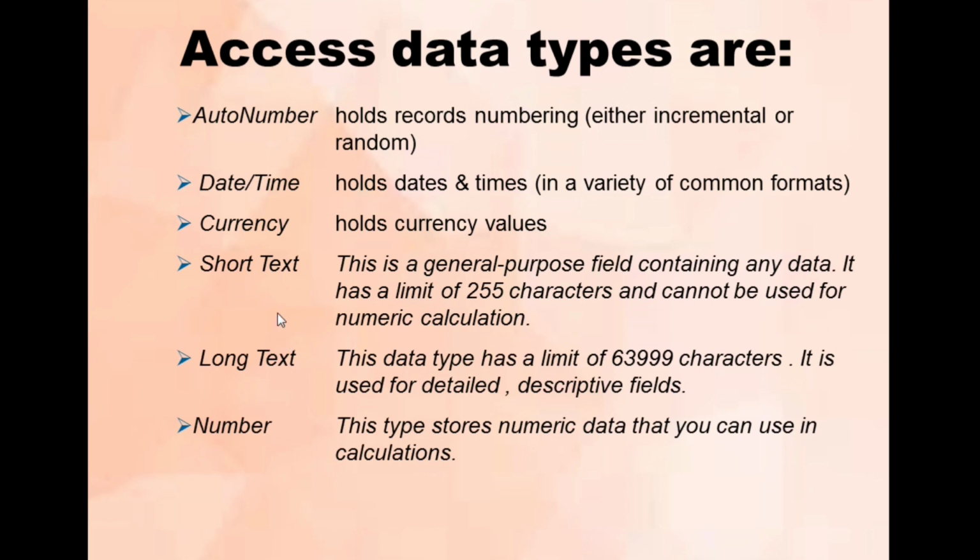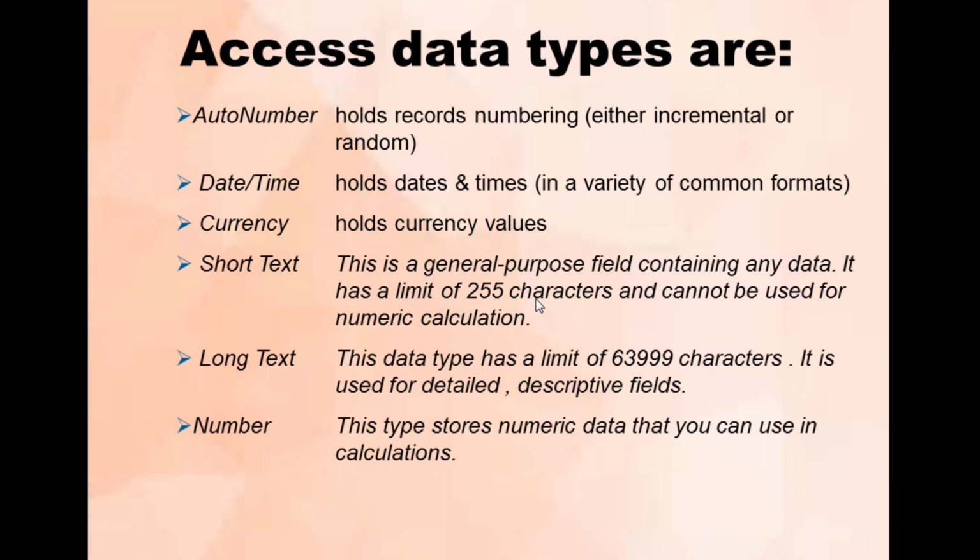Short text is a general purpose field containing any data. It has a limit of 255 characters and cannot be used for numeric calculation. So use this type for numeric entries that will not have calculations performed on them, such as telephone numbers, zip codes. Next is long text. This type has a limit of 63,999 characters. It is used for detailed descriptive fields.